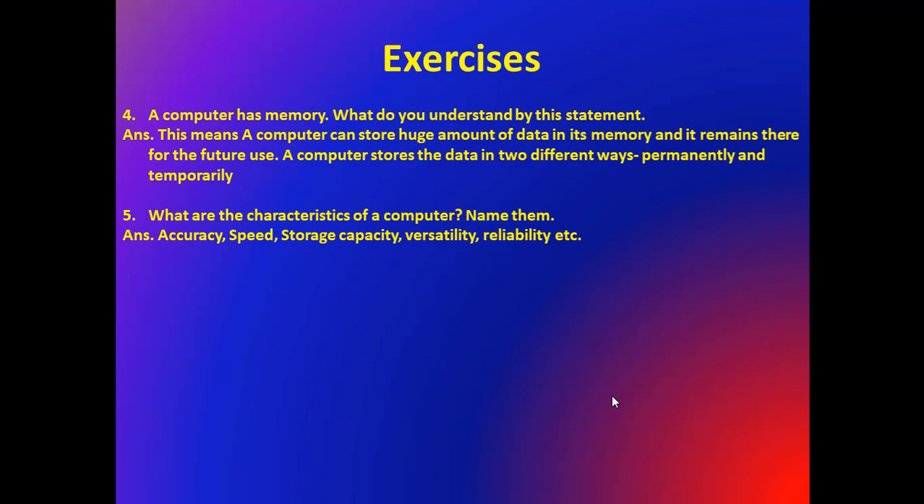Next, a computer has memory. What do you understand by this statement? This means a computer can store a huge amount of data in its memory and it remains there for future use. A computer stores data in two different ways, permanently and temporarily. What are the characteristics of a computer? Name them. Accuracy, speed, storage capacity, versatility, reliability, etc. So students, thank you very much for today's chapter. Good luck.